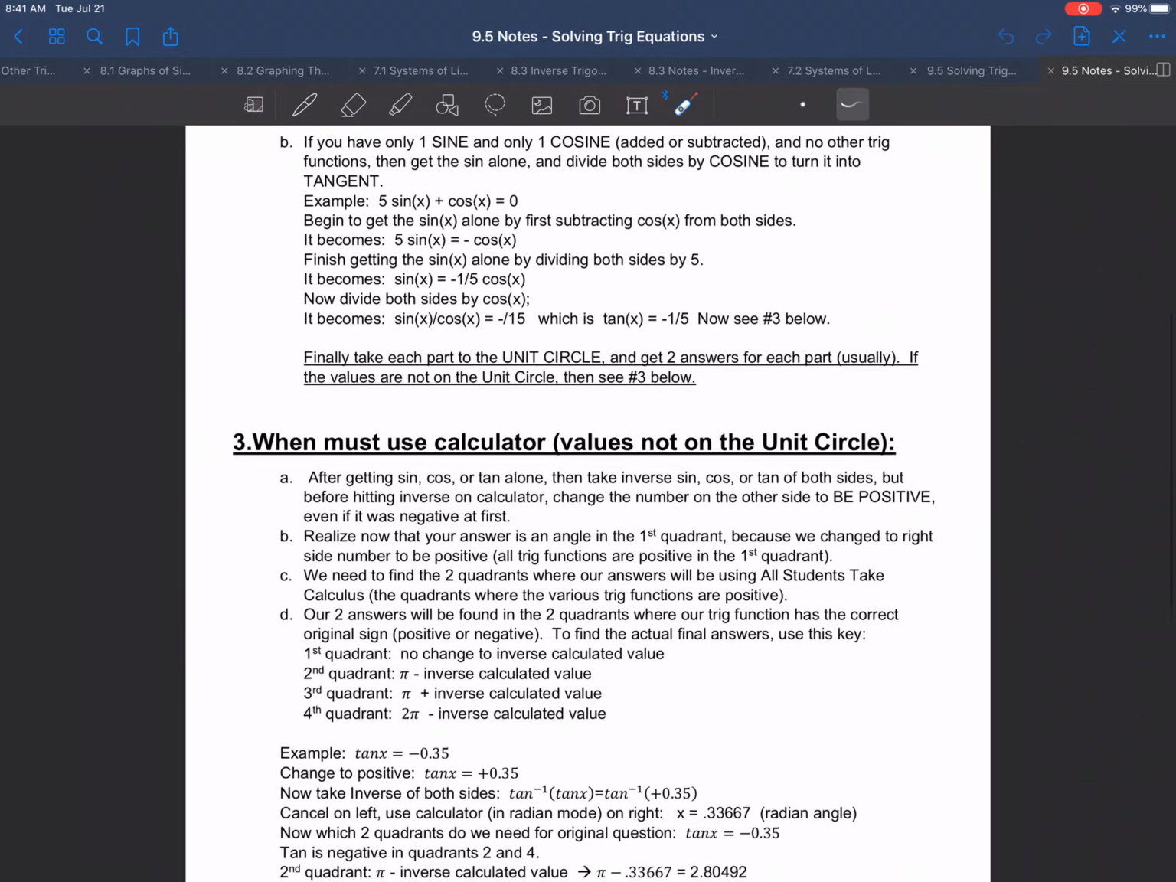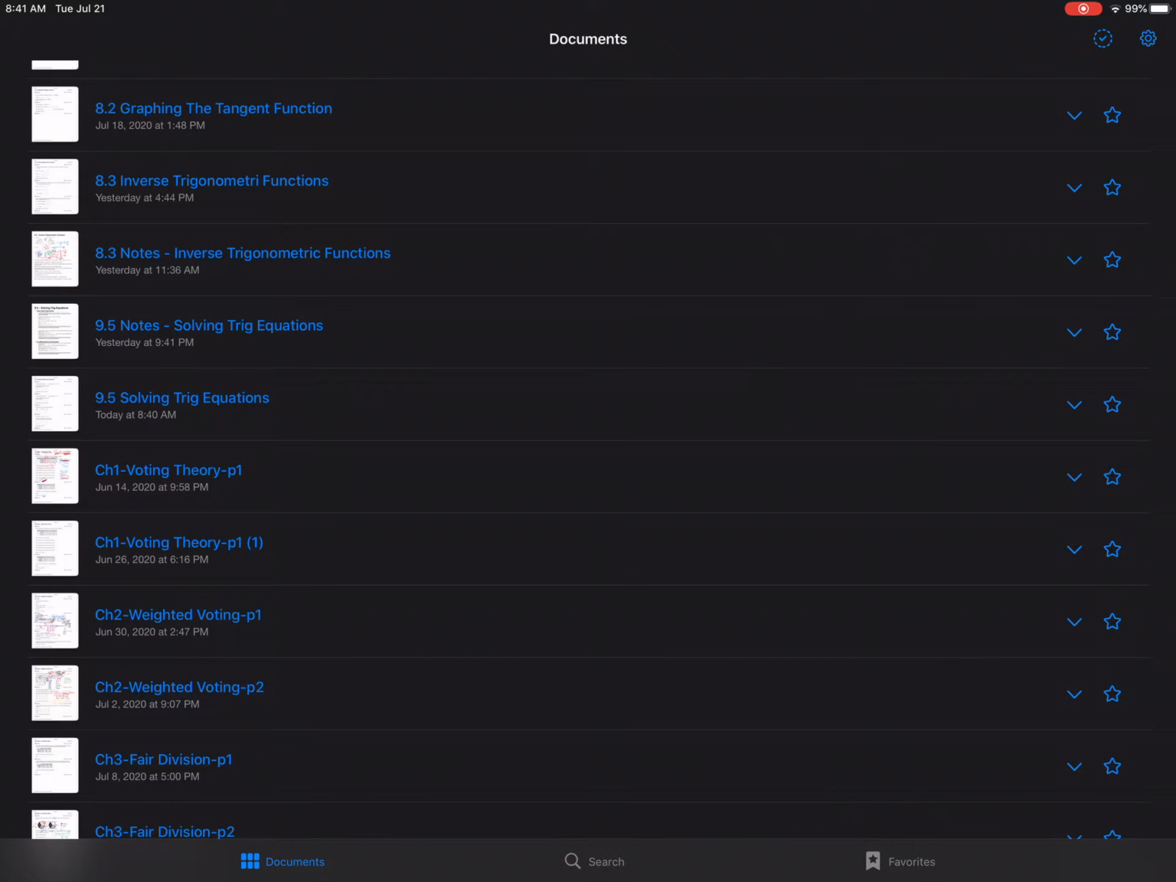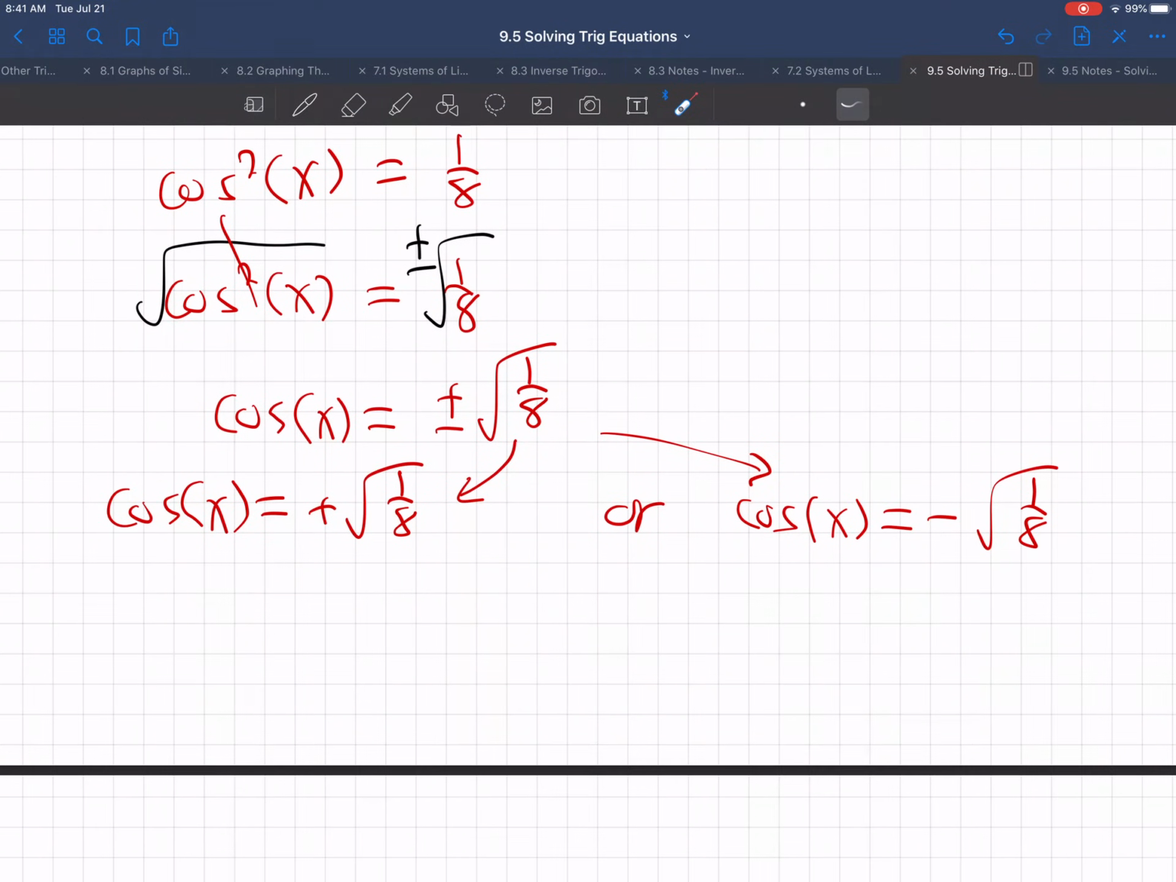So I got to jump down to number 3, and we must use our calculator. So after getting the sine, cosine, or tangent alone, we have cosine alone, then take the inverse sine or cosine on both sides, but before hitting inverse on the calculator, change the number on the other side to be positive, even if it was negative at first. Okay, so it's that whole process again. So this one already is positive, so I'm just going to hit cosine inverse, and it cancels out, right?